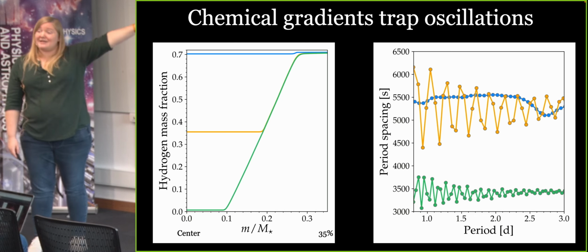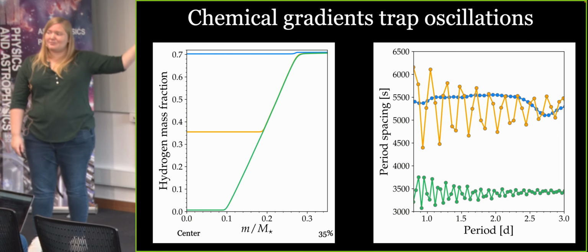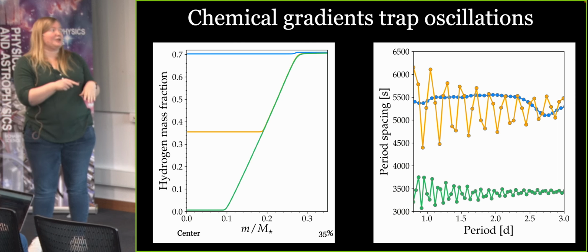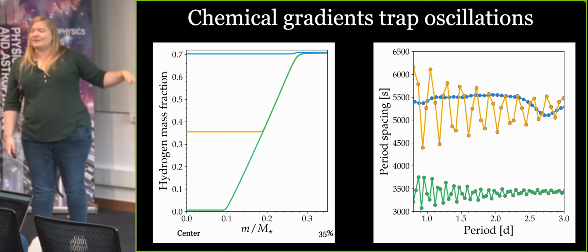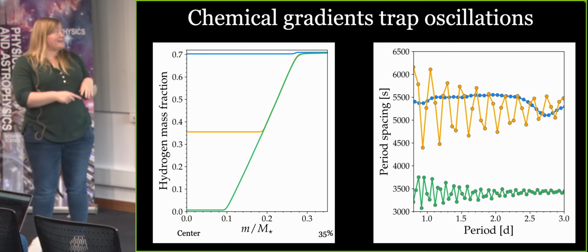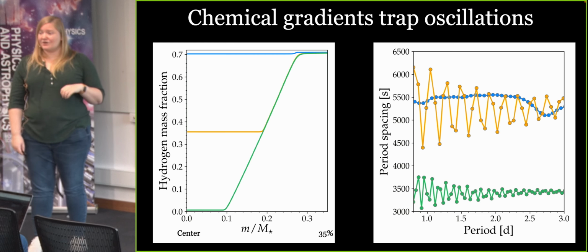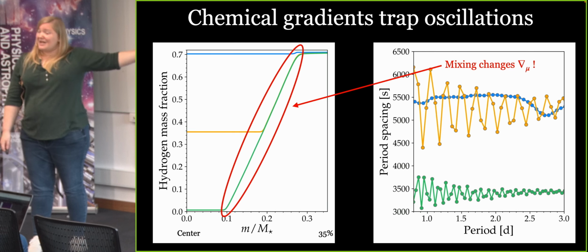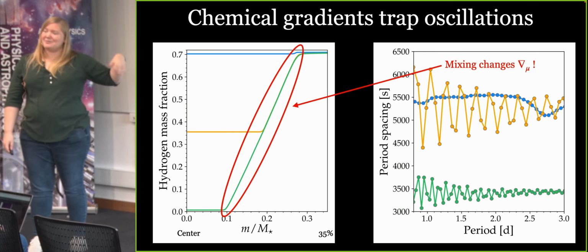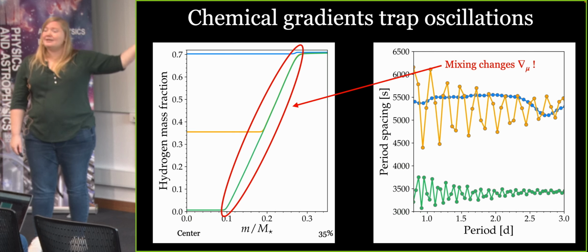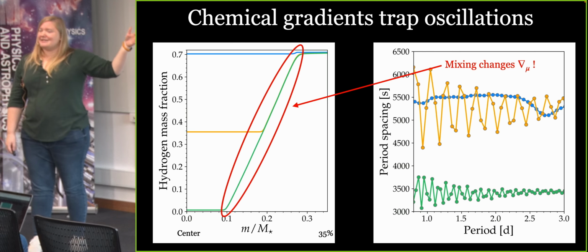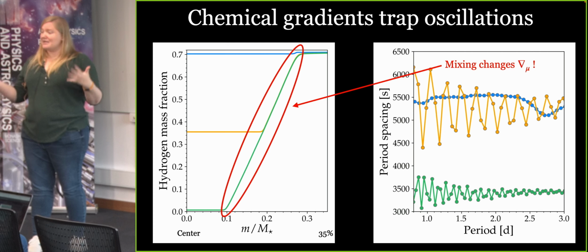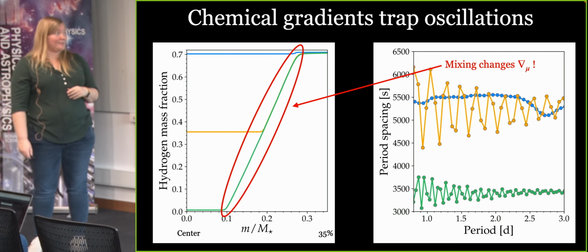What happens to the period spacing patterns is that on one hand, you start to get a sawtooth-like shape to the pattern, and the overall average value of the period spacing also decreases over time. And that's because the oscillations get trapped by these kind of chemical gradients inside the stars. And the effect of mixing is to change these chemical gradients, and because they're changing, that means the period spacing patterns get affected. And in a similar sense, we can then use the period spacing patterns to learn something about the interior mixing properties of the stars as well.